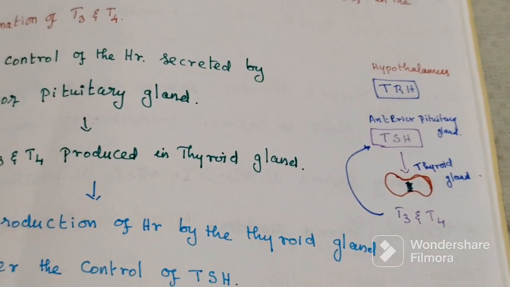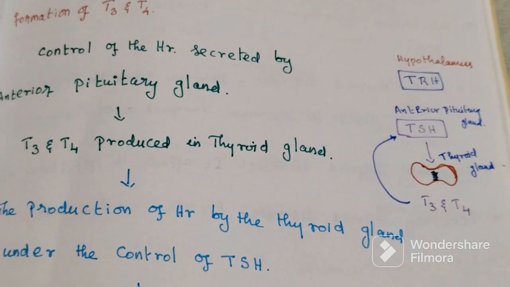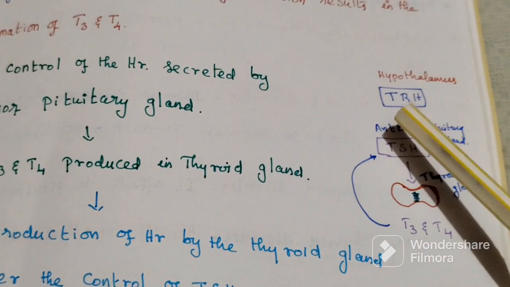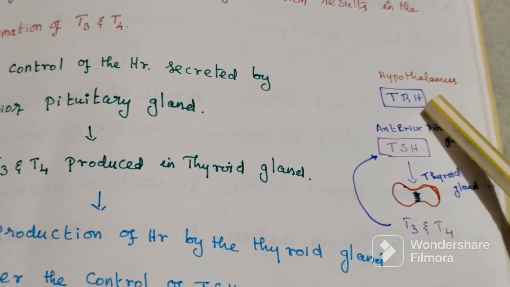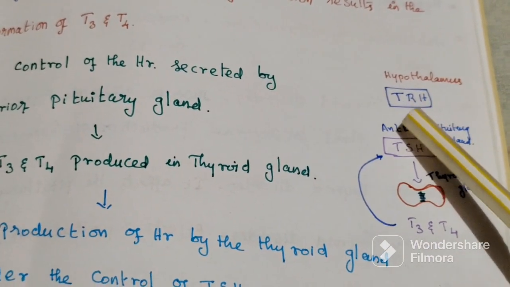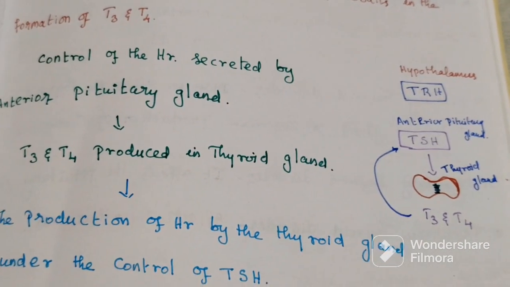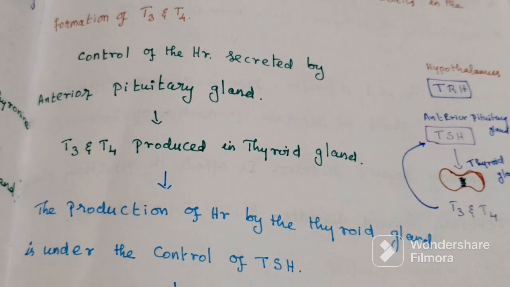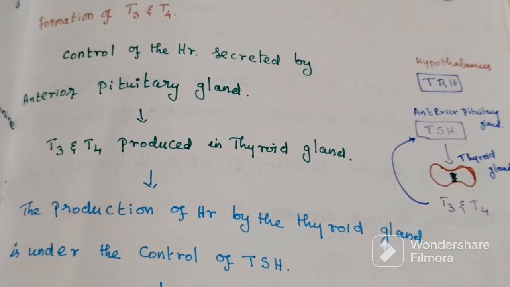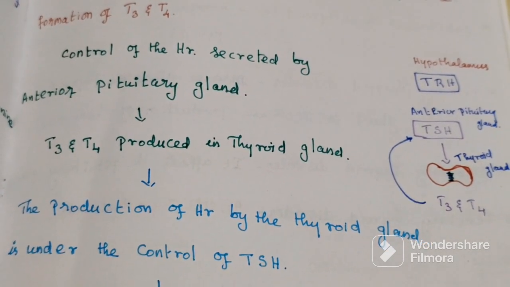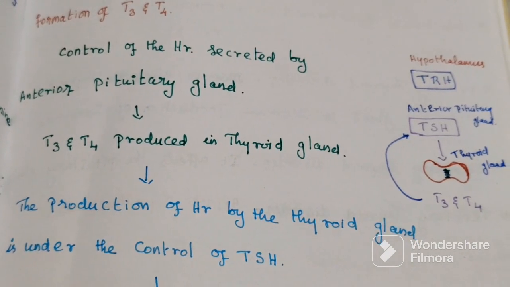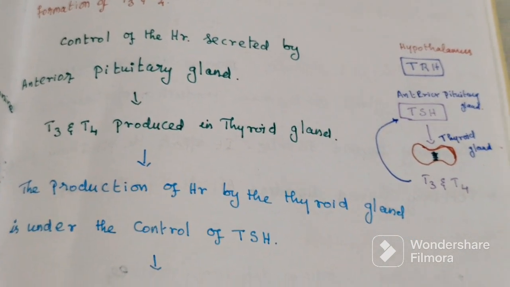T3 and T4 inhibit the TRH level, thyrotropin releasing hormone level. So this is how the production of T3 and T4 is controlled. They have a number of functions in our body: metabolic function, development and growth, etc.